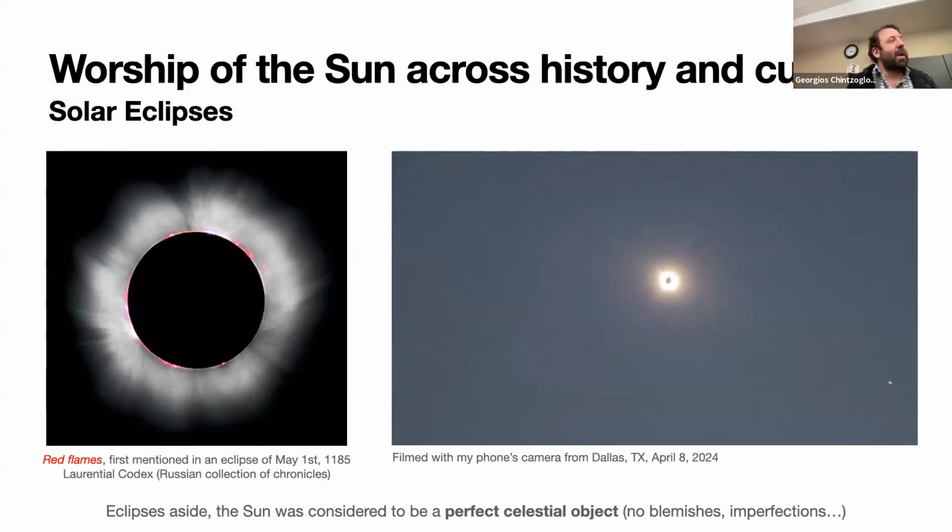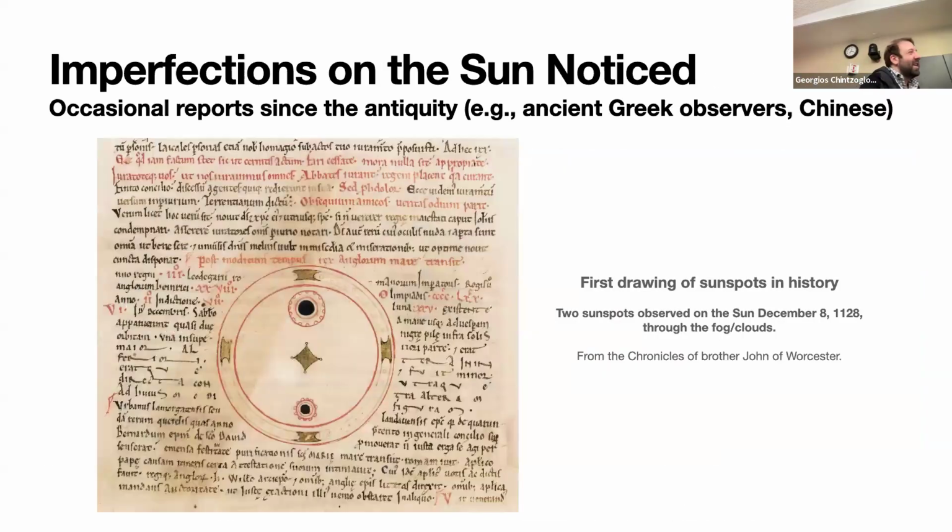And if the sound was playing on this video, you could hear all the people gasping, like they couldn't really believe what we were seeing. In Dallas, Texas, not 1,000 years ago. So, all right. The main point to take here is that since the sun was an object of worship, it was considered to be a perfect celestial object, whatever that meant to any culture. No blemishes, no imperfections.